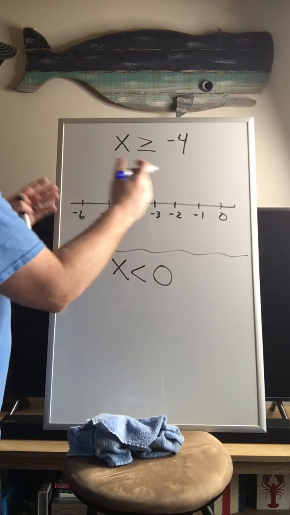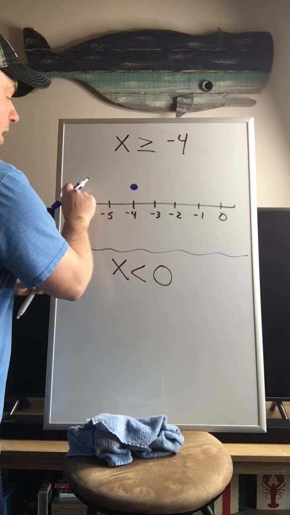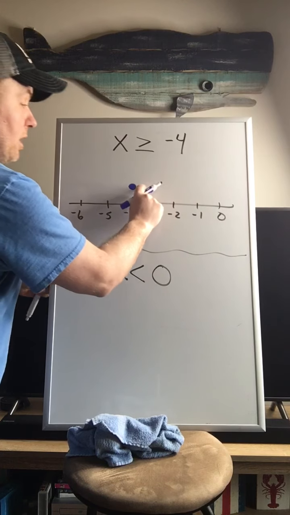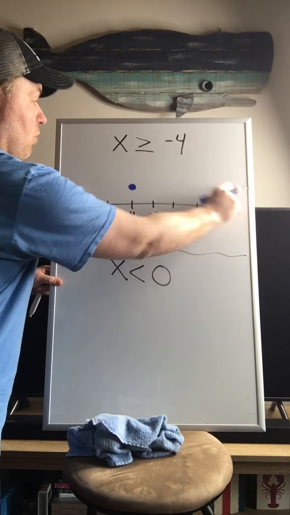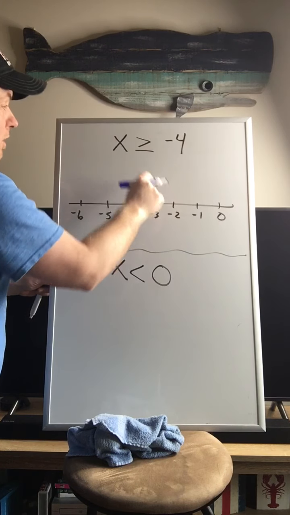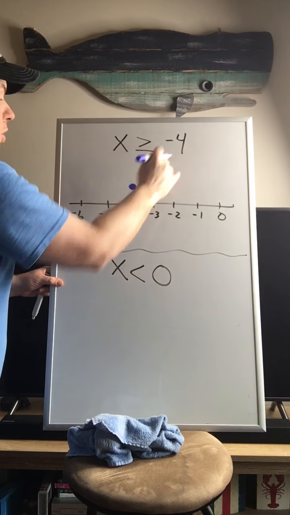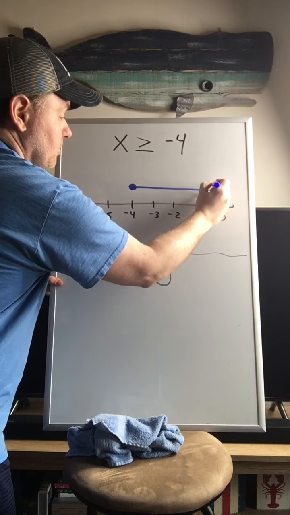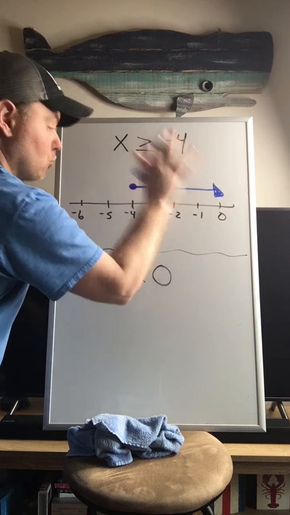And where do the numbers get bigger? This way or this way? This way, right? The numbers always get bigger going to the right. You can follow where the arrow is pointing. That little guy's pointing that way. So x is greater than or equal to -4 is over here. These numbers are greater than -4.